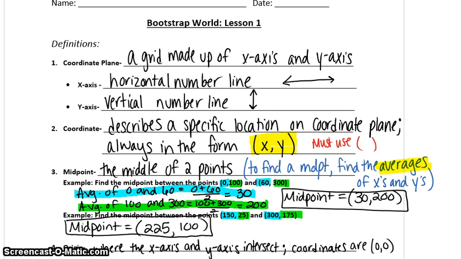All right, the last definition here is the origin. The origin is the specific location where the x-axis and the y-axis intersect. The coordinates are going to be 0, 0.